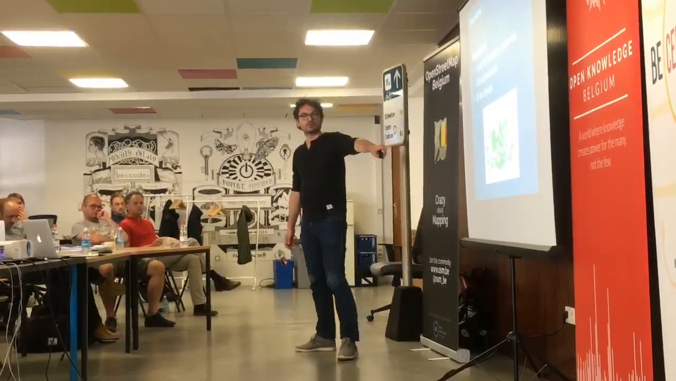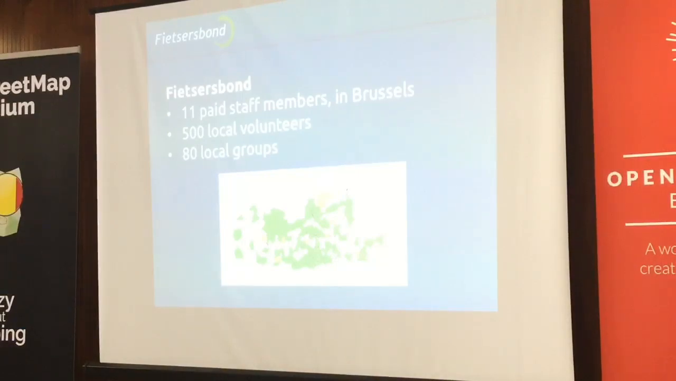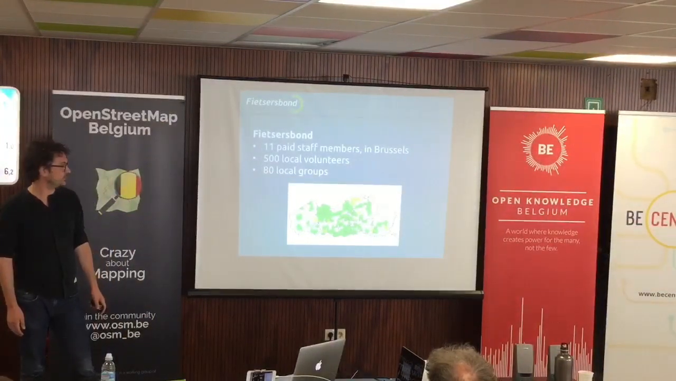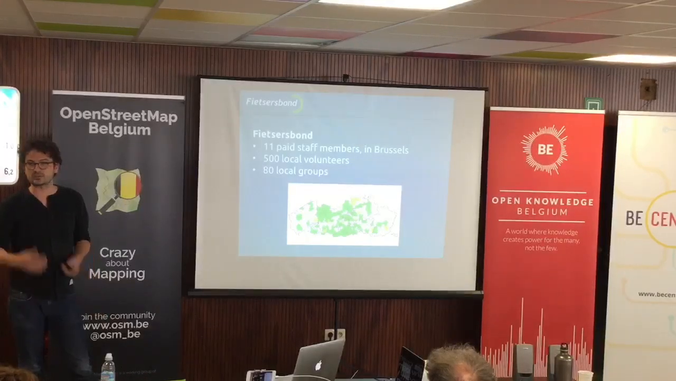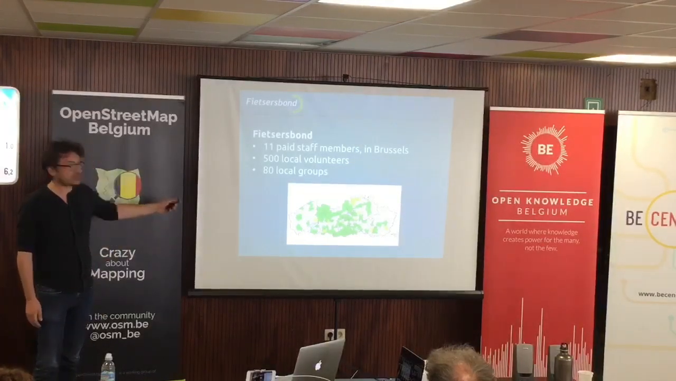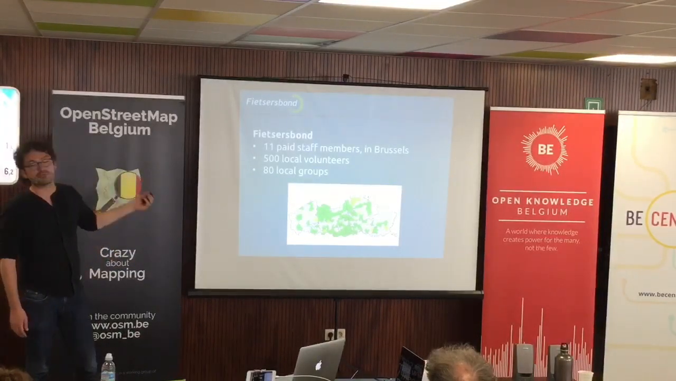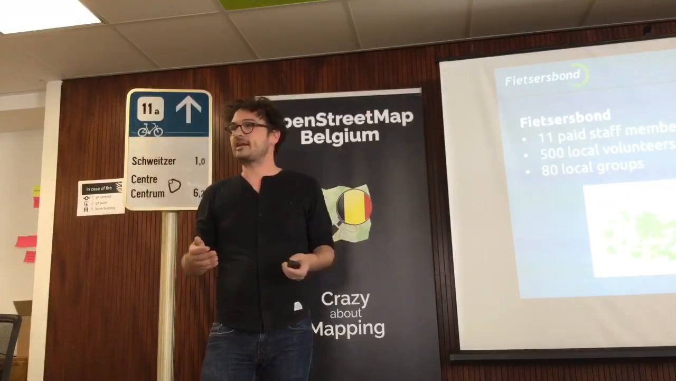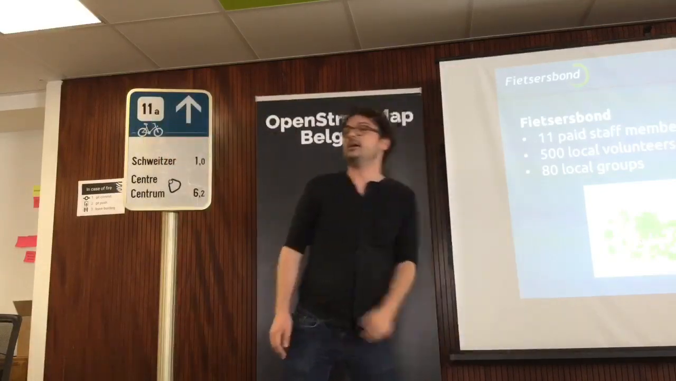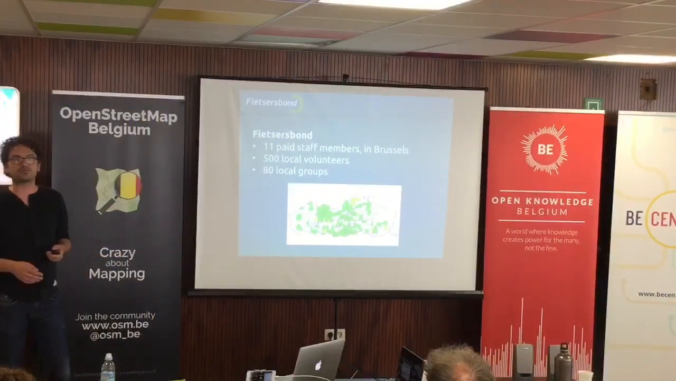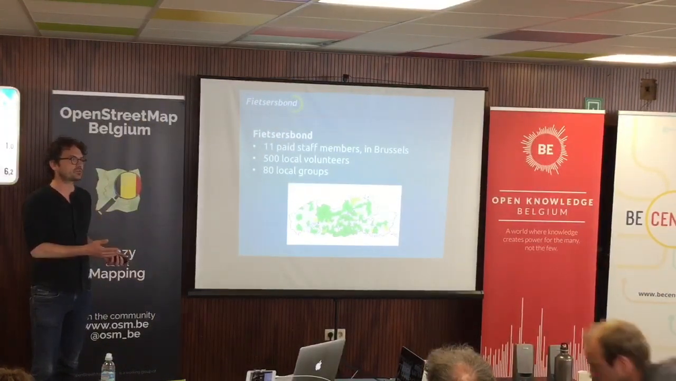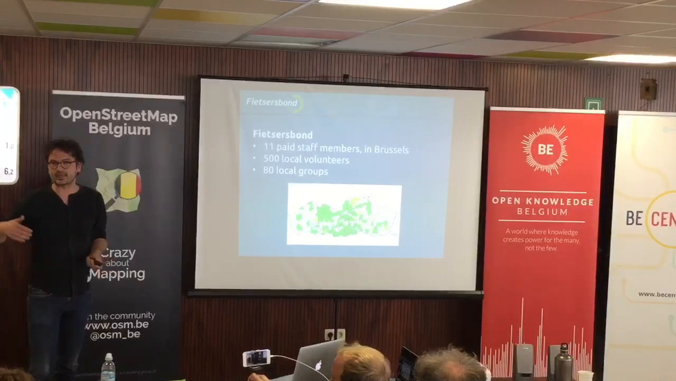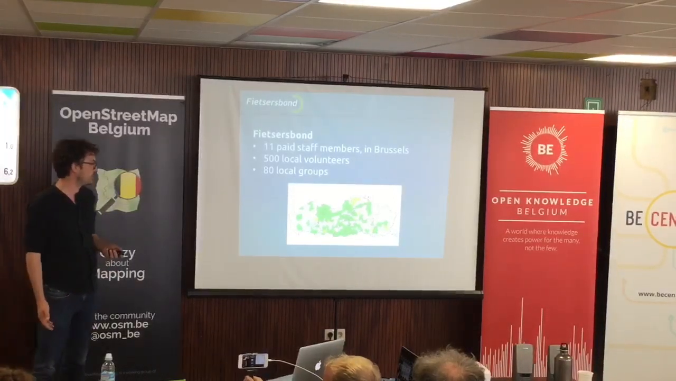You see on the map, the green spots are cities where we have an active local group of the BeCentral. The light green spots are cities where we have at least one person who is a contact person and can help us. Why are those local groups very important? Even if we have 11 paid staff members here at the office in Brussels, if the local city, for example, Ypres, which is over here, asks us, well, we would like to improve our infrastructure, we don't know what the infrastructure is like in Ypres. So we need the input from our local groups, and we work together with them so that they can make proposals to improve the cycling network.